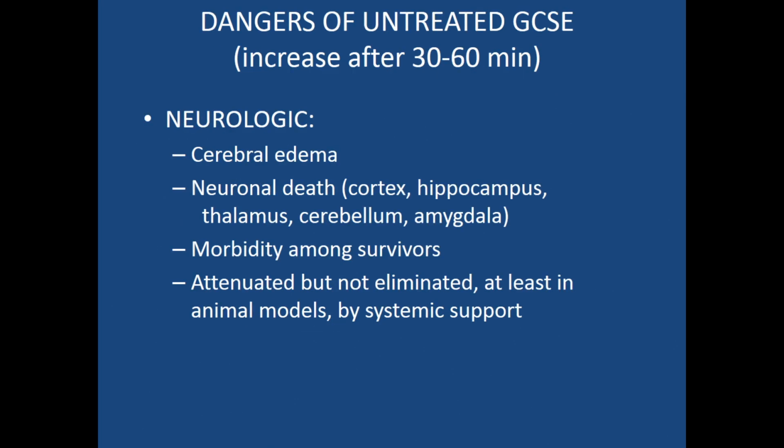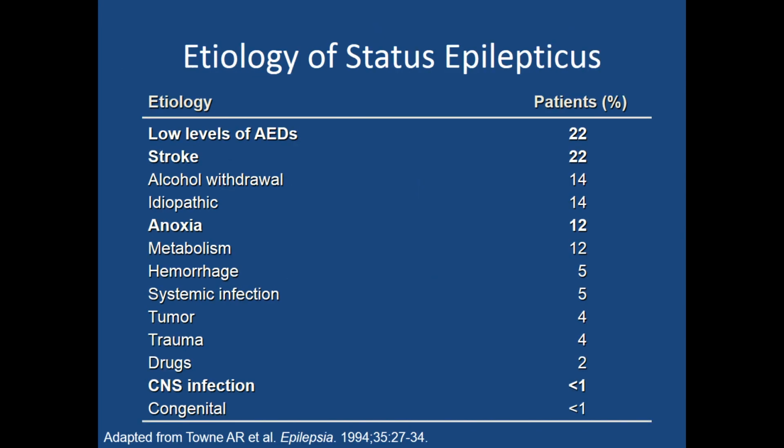With the neurological insult, we can easily see cerebral edema, neuronal death. There's higher morbidity among survivors of prolonged status epilepticus for 30 to 60 minutes, and it can be quite dangerous. So as far as etiology of status, here are some of the common things that we think about as far as causes. Low levels of anticonvulsants, having had a stroke or alcohol withdrawal, or idiopathic.